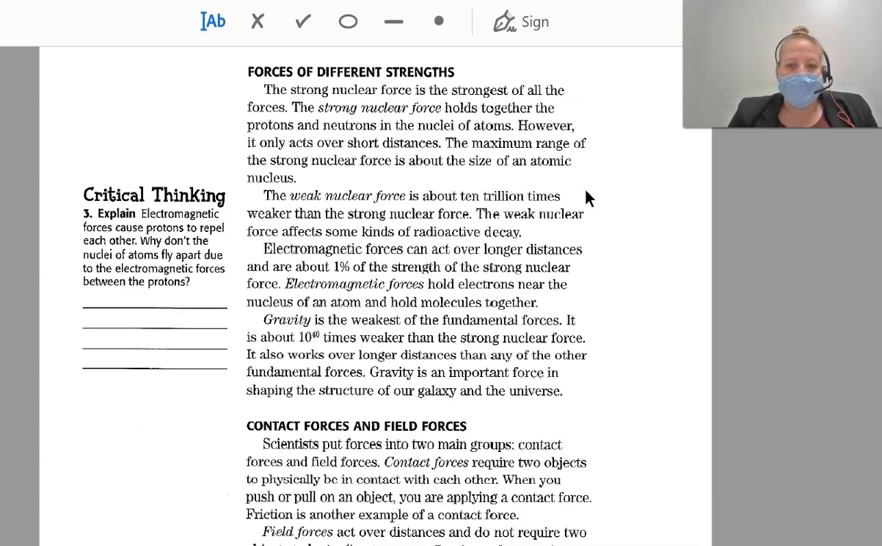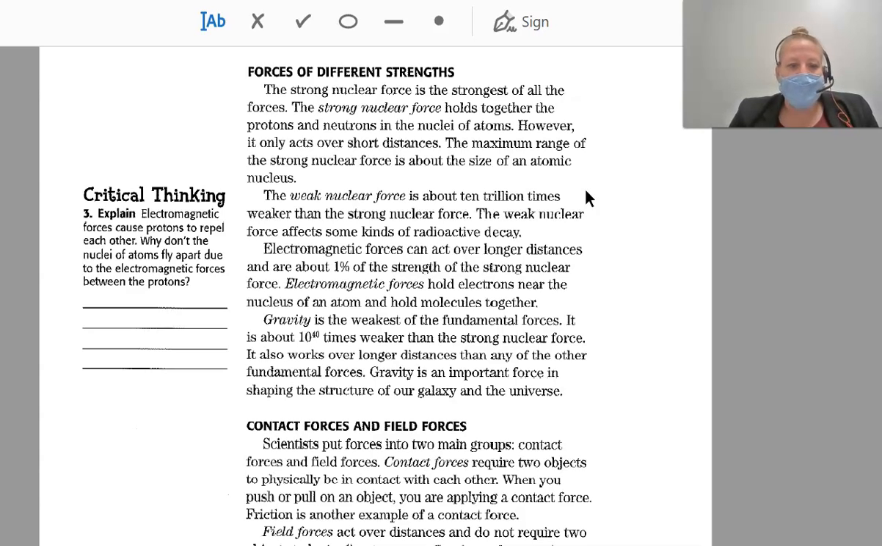Gravity is the weakest of the fundamental forces. It is about 1/40th times weaker than the strong nuclear force. It also works over longer distances than any of the other fundamental forces. Gravity is an important force in shaping the structure of our galaxy and the universe.